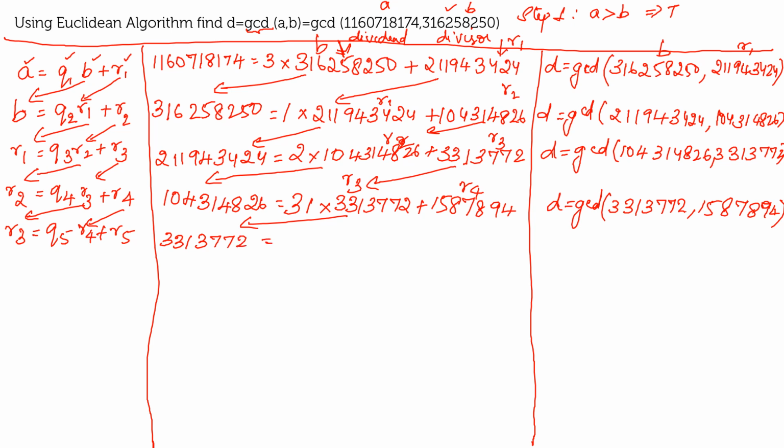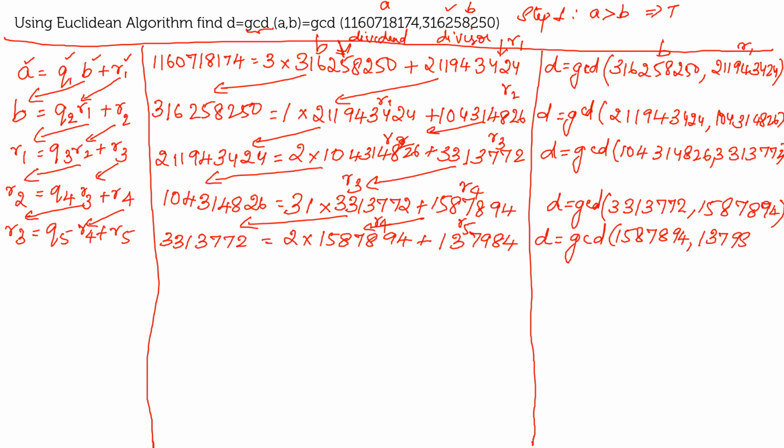3313772, which will be equal to, the new quotient will be equal to 2. 2 into 1587894. What will be your new remainder? Remainder will be equal to 137984. Okay, so this will be your R4 and R5. So now your GCD will be equal to GCD of R4 comma R5. So R4 is equal to 1587894, and the new remainder is equal to 137984. Okay, what will be your next step?